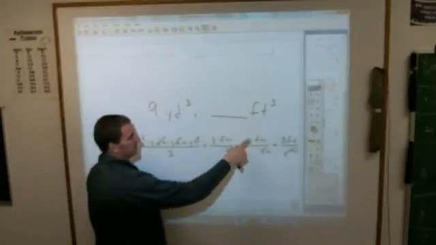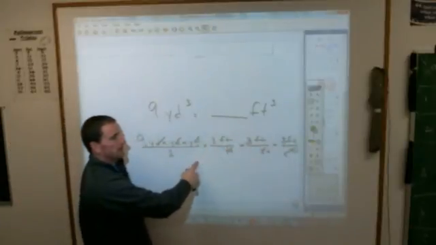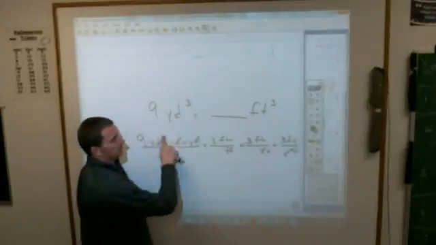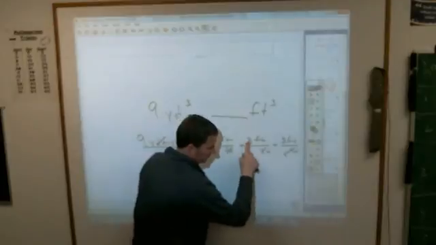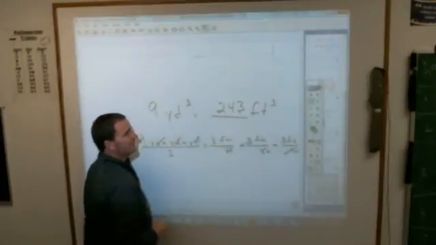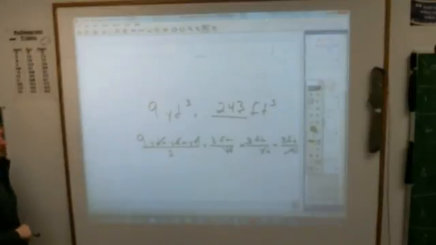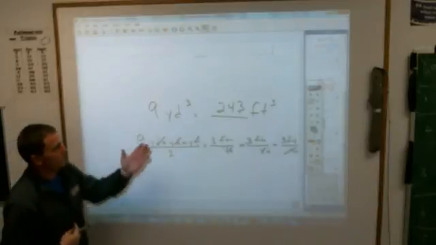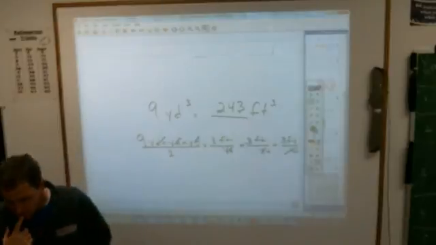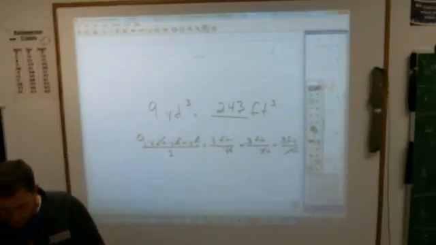9 times 3 times 3 times 3. Holy smokes, is that right? Yeah, 9 times 3 is 27. 27 times 3 is 81. 81 times 3 is 243 feet cubed. And that's the reason it's called multiple unit multipliers, because it's all about the labels. Whatever the labels are, you have to get it to cross off. Let's see what else it is.